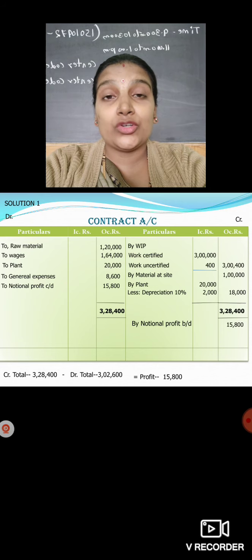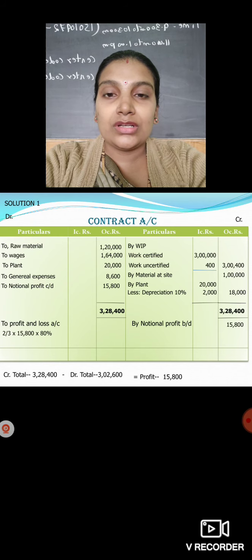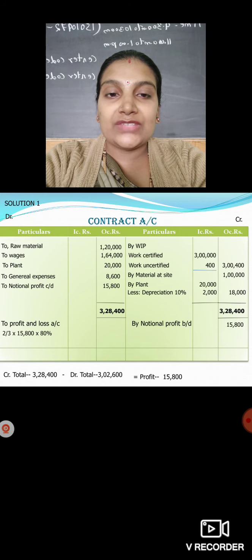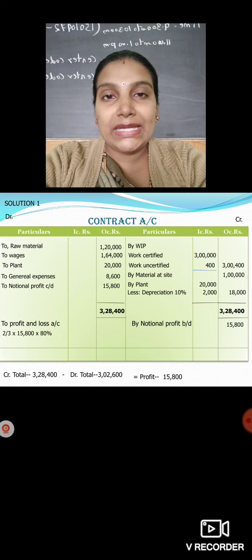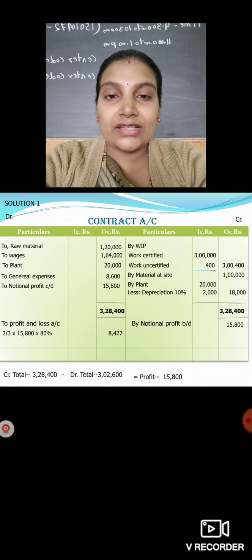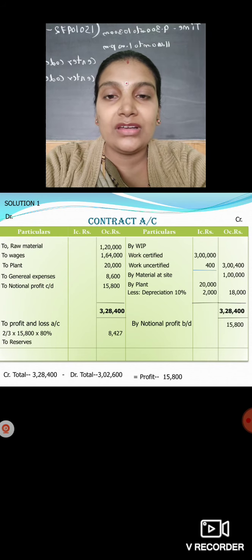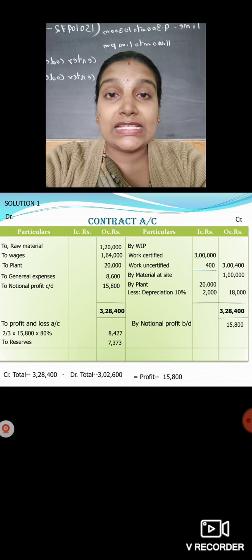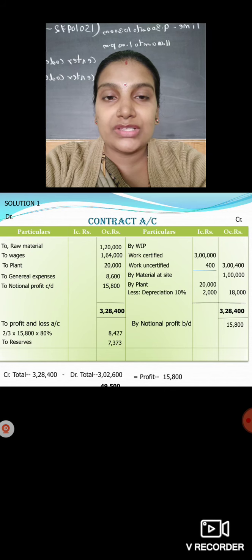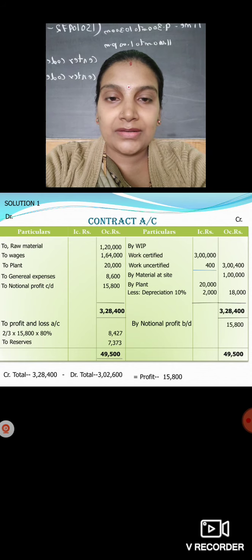How much should we transfer to profit and loss account? 2/3 of notional profit, that is 15,800 into 80% cash received, right? So how much will we get? 8,427 we are going to transfer to profit and loss account. The remaining balance, 7,373, we will transfer to reserves. So both side we have 15,800.